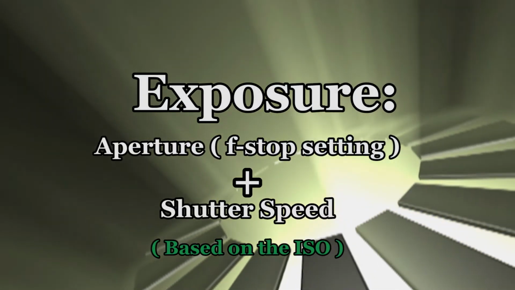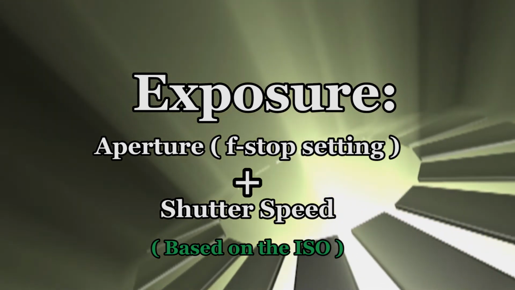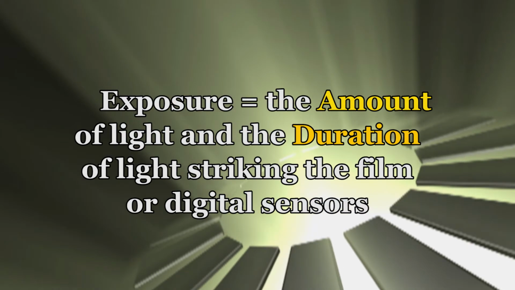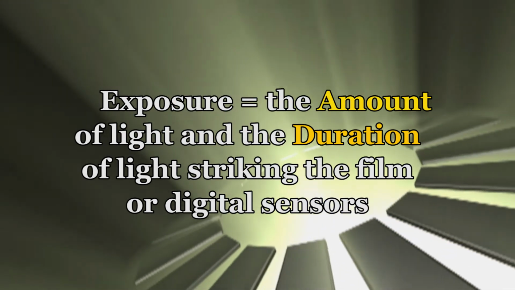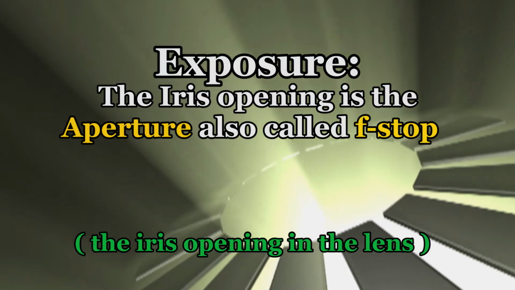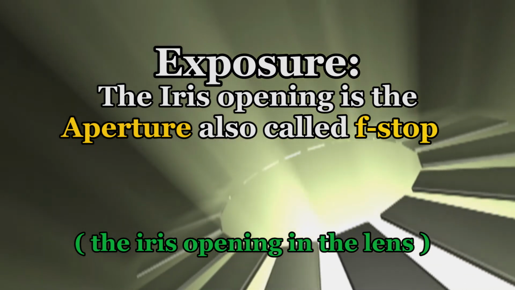Exposure is the combination of the aperture f-stop setting and the shutter speed based on the ISO setting on the camera. So, what is aperture? And shutter speed?